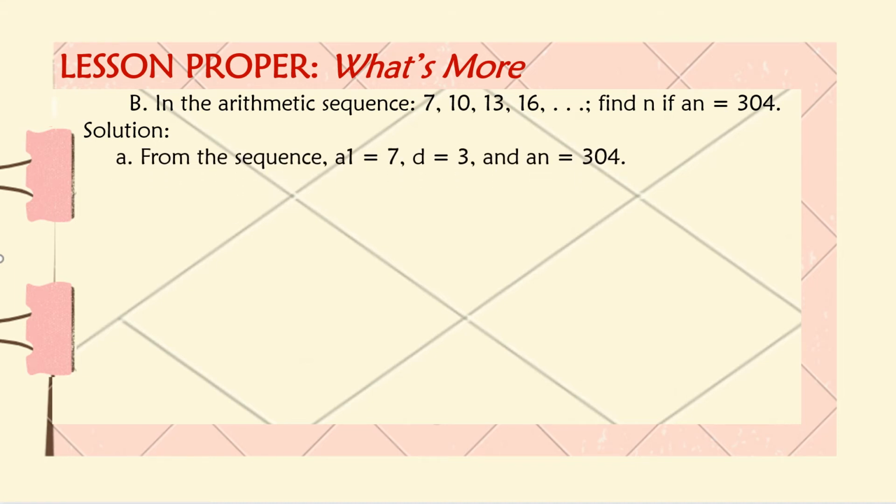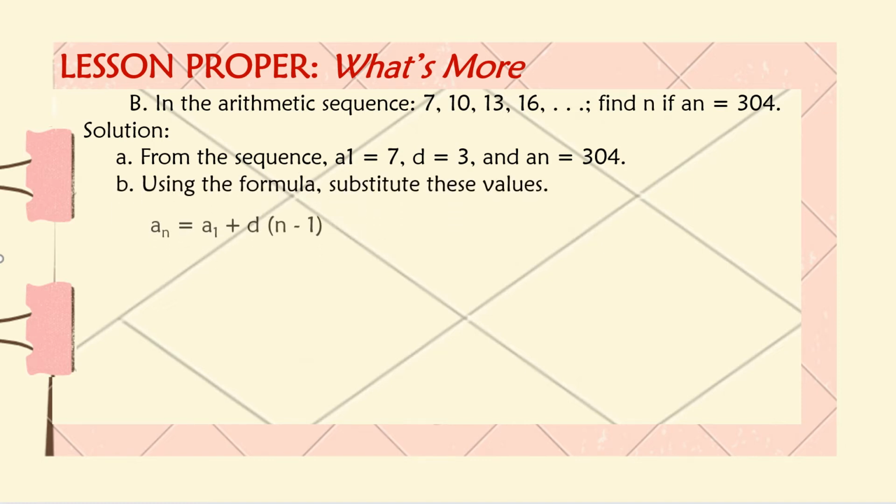So, from the sequence, a sub 1 is equal to 7. So, hanapin natin, ano ba yung mga given? Dito, a sub 1 is equal to 7, common difference is equal to 3, and a sub n is equal to 304. So, again, just substitute to the given formula. So, we have a sub n is equal to a sub 1 plus the common difference multiplied by n minus 1. So, ano yung a sub n natin? Given ba? Yes, given. So, that is 304.